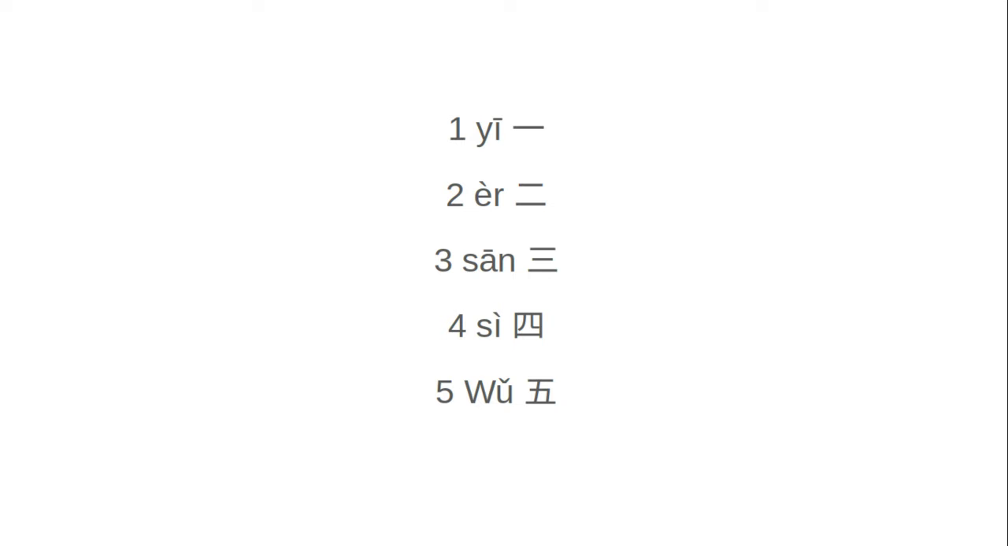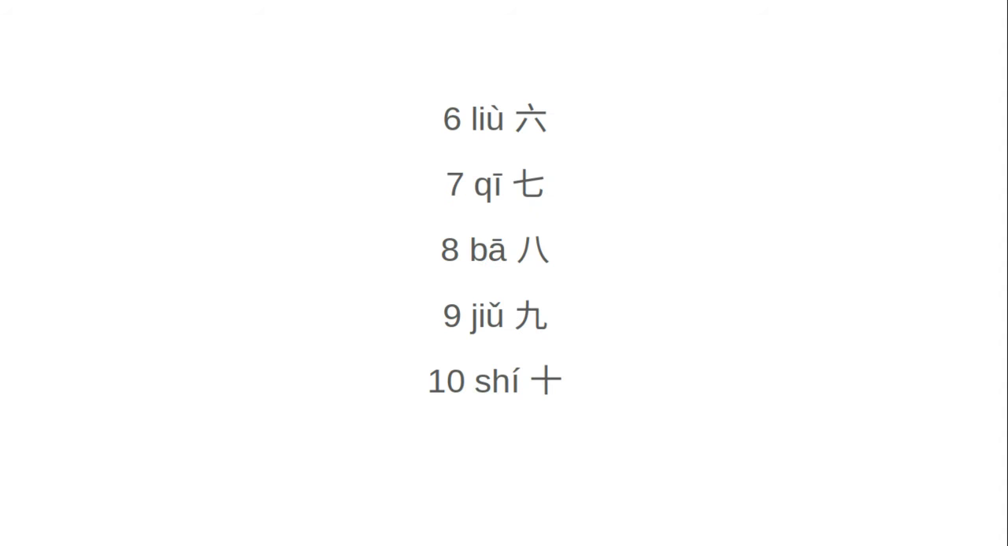The first five numbers, first I'll say them. 一、二、三、四、五. The second five numbers, first I'll say them. 六、七、八、九, 十. Okay, so let's talk about these numbers.